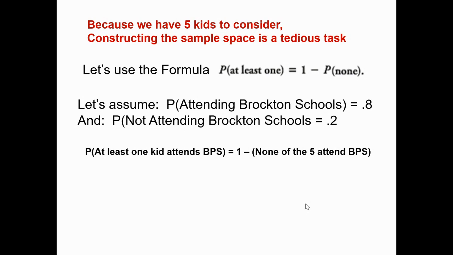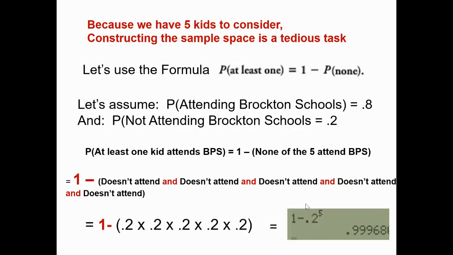We're looking for the probability of at least 1 kid attending Brockton schools. How we're going to solve this is take the whole number 1, subtract the probability of none of the 5. The complement of at least 1 is none. None of the 5 going to Brockton schools. So it's 1 minus the first child doesn't attend Brockton schools, and the second doesn't, and the third doesn't, and the fourth doesn't, and the 5th kid doesn't go to Brockton schools.